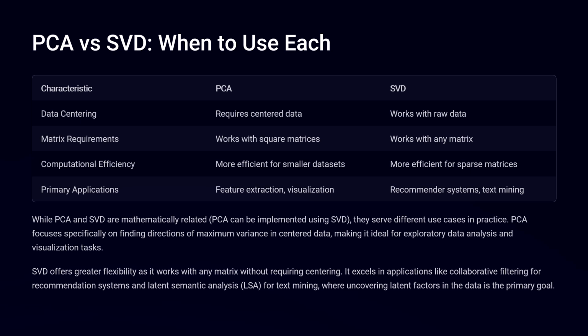PCA focuses specifically on finding directions of maximum variance in centered data, making it ideal for exploratory data analysis and visualization tasks. SVD offers greater flexibility as it works with any matrix without requiring centering. It excels in applications like collaborative filtering for recommendation systems and latent semantic analysis for text mining, where uncovering latent factors in the data is the primary goal.